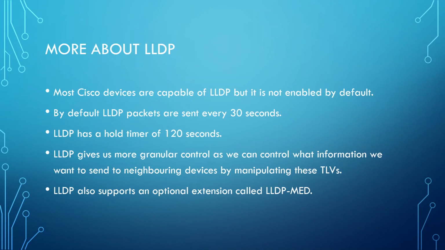It gives us more granular control on what kind of information we can send to our neighboring devices. So essentially we can control which attributes are enabled and which are disabled, which means I can send this information and only that information. We can actually have control over what information we send to our neighboring device about ourselves.